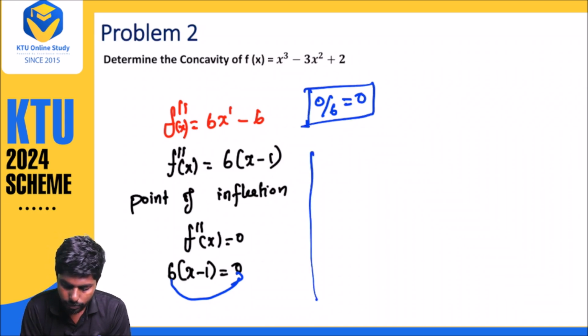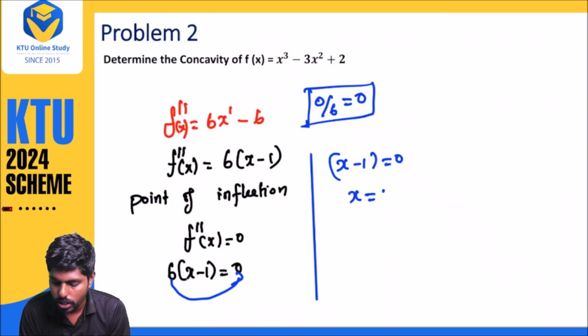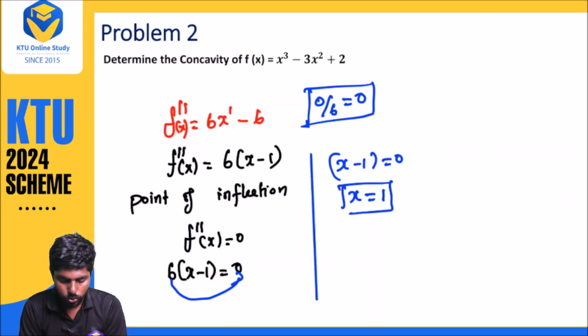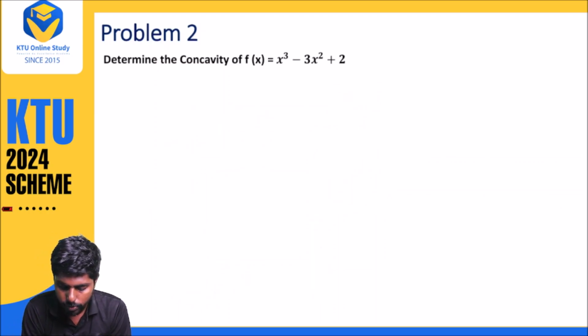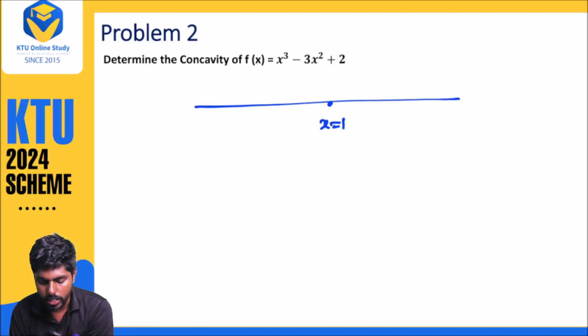So what will you be getting? x minus 1 is equal to 0. So x is equal to what? x is equal to 1. So now, substituting into the formula, we know that here x is equal to 1.